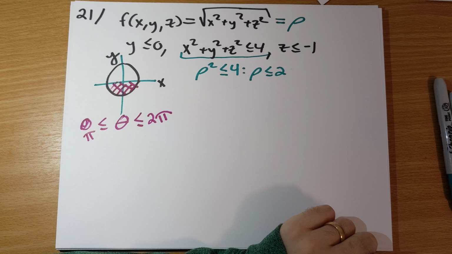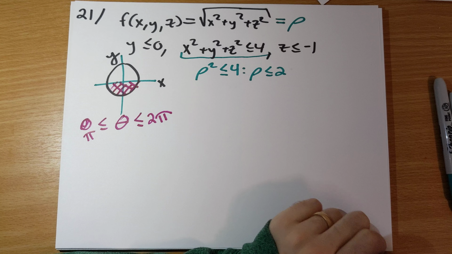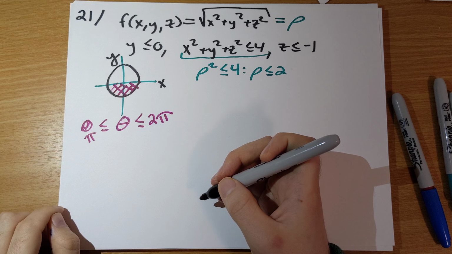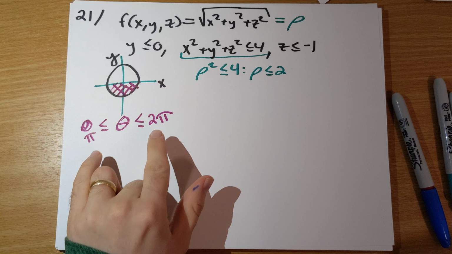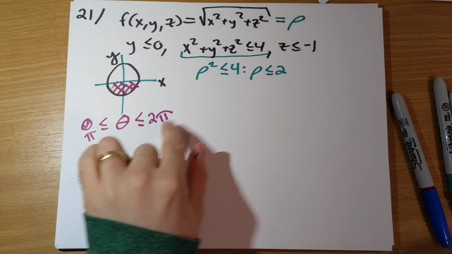So far, ultimately we're looking for bounds on theta, rho, and phi. Right now we have bounds on theta. We have an upper bound on rho here. Now we need to start thinking about the z less than or equal to -1 bound.